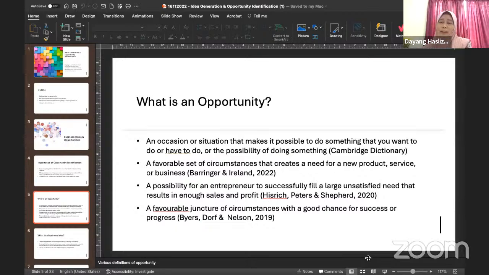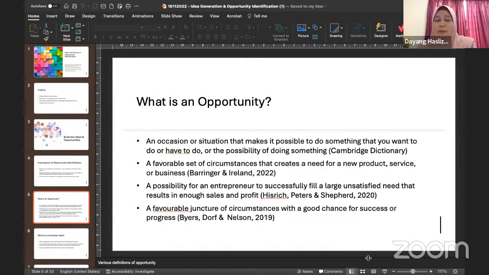Then let's look at definitions given by scholars in entrepreneurship. For example, the second bullet: a business opportunity is a favorable set of circumstances that creates a need for a new product, service, or business.